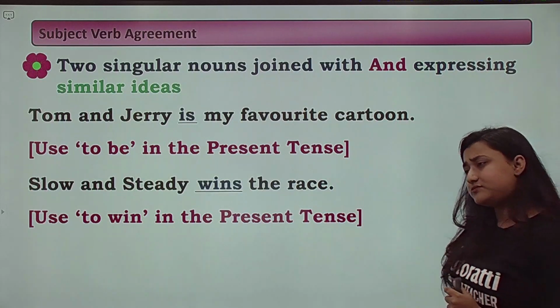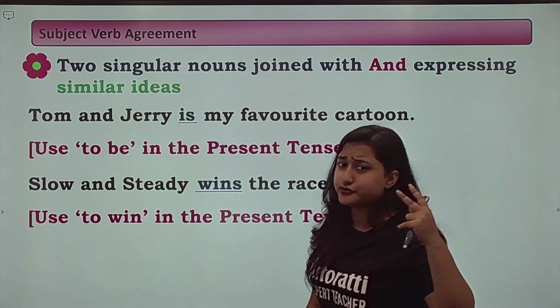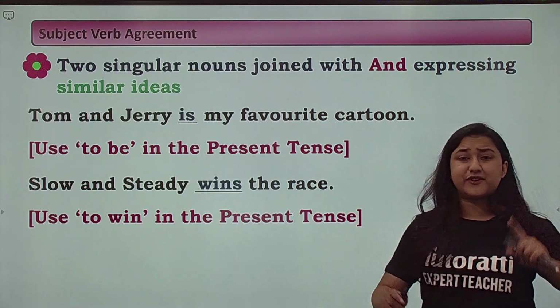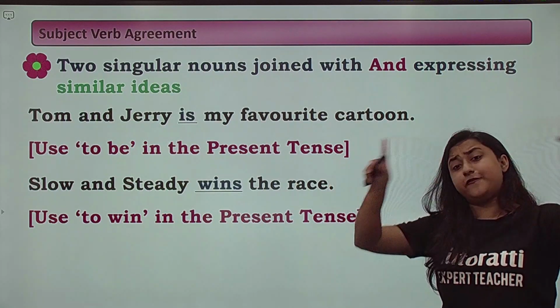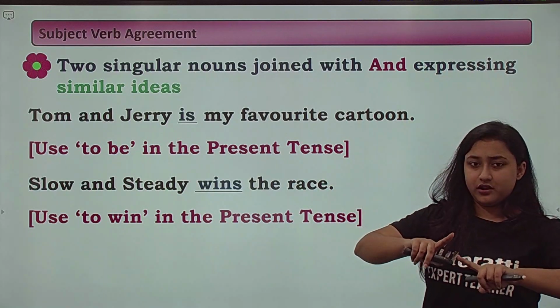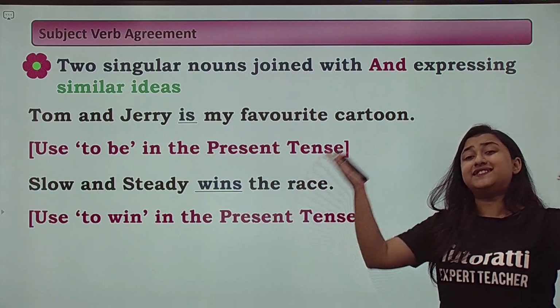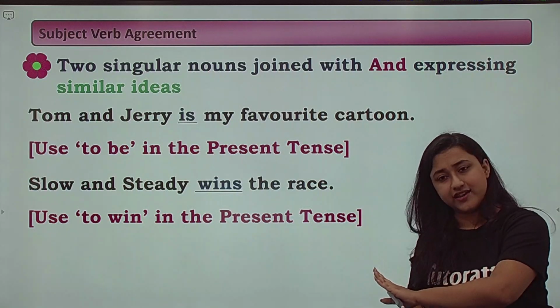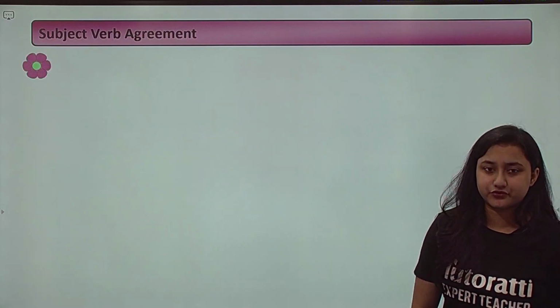Alright. So let's revise the first two rules. First one, two singular nouns joined with and expressing different ideas. When there are different ideas, there are two different things, so the verb is plural. When two singular nouns are expressing a similar idea, there is one single thing and the verb is singular. Okay students, moving on to the next rule.